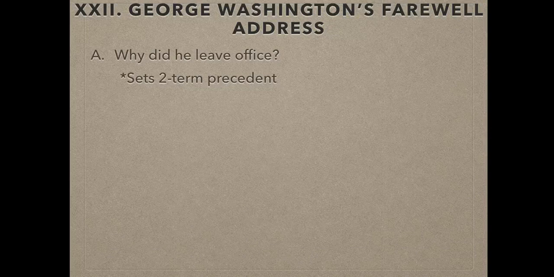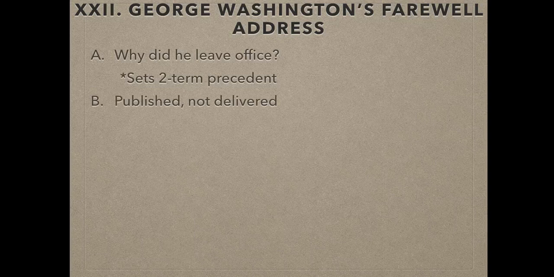And so when he sets this precedent, the fact that he only serves 2 terms means that presidents, for the most part after him, believe that they should only serve 2 terms. People really put Washington on a pedestal, and they feel that if Washington didn't do it, then no one else after him should do it. So if Washington had not served any more than 2 terms, then no one else should either. So that's why people did not serve more than 2 terms until FDR.